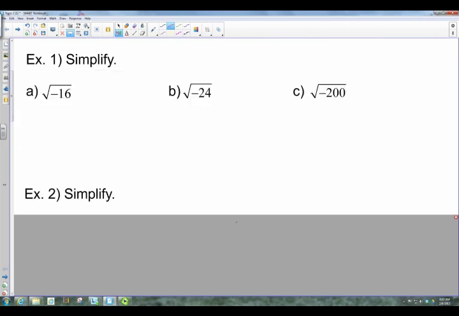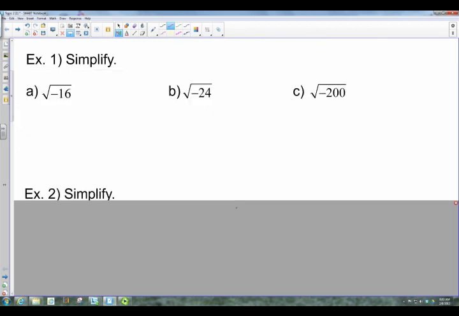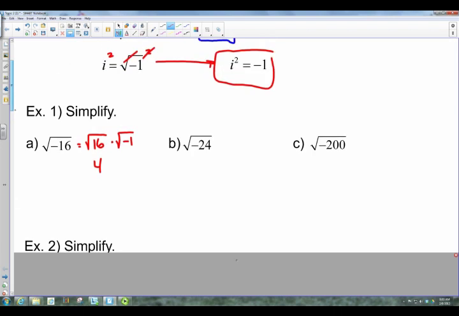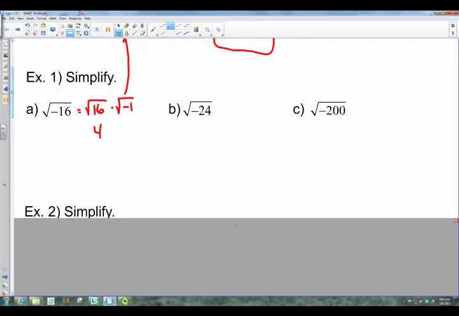Alright, our first set of examples asks us to simplify. Now, when you simplify these, you treat them very similar to regular square roots. Okay, now what's going to happen is you can break these things apart. So the square root of a -16, I can turn it into the square root of +16 times the square root of a -1. Well, we know what the square root of 16 is. The square root of 16 is 4. Now the square root of -1, we just saw that property. It's right here. The square root of -1 is an i. So anytime you have that negative, you're going to get an i. So this becomes 4i, and that's your final problem.